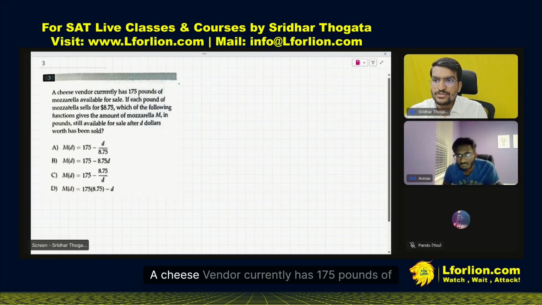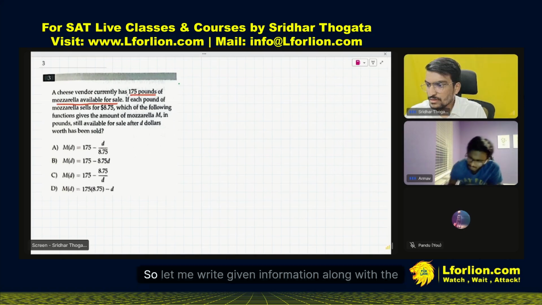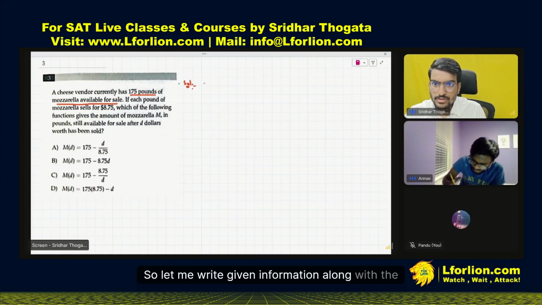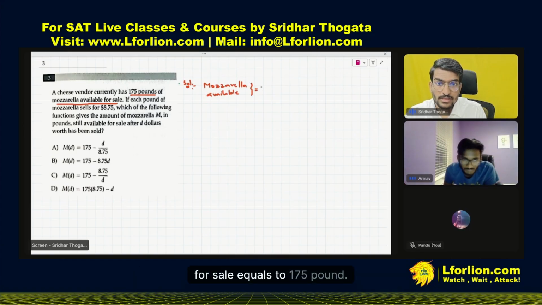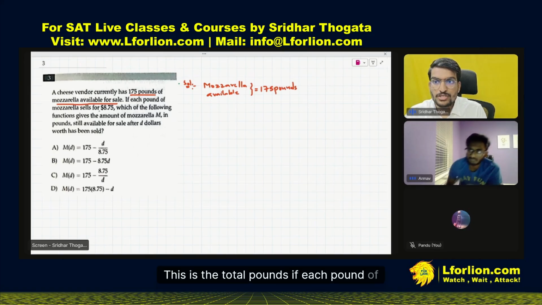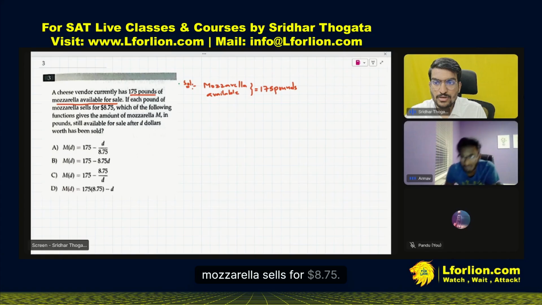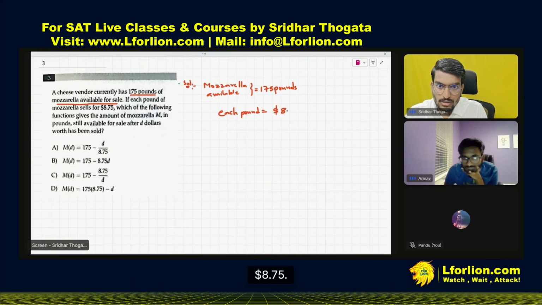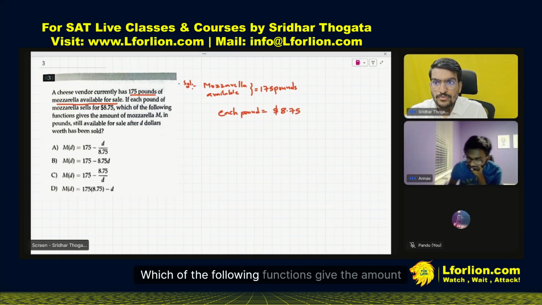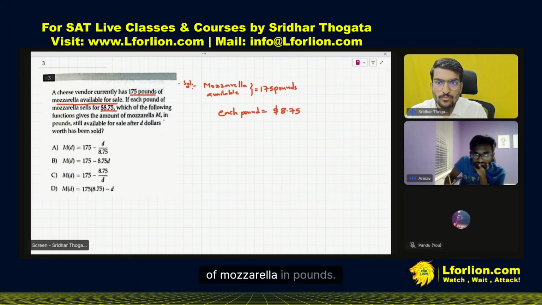Done. A cheese vendor currently has 175 pounds of mozzarella available for sale. So let me write the given information along with the question. Mozzarella available for sale equals 175 pounds. This is the total pounds. If each pound of mozzarella sells for $8.75, so I'll just write here each pound equals $8.75.